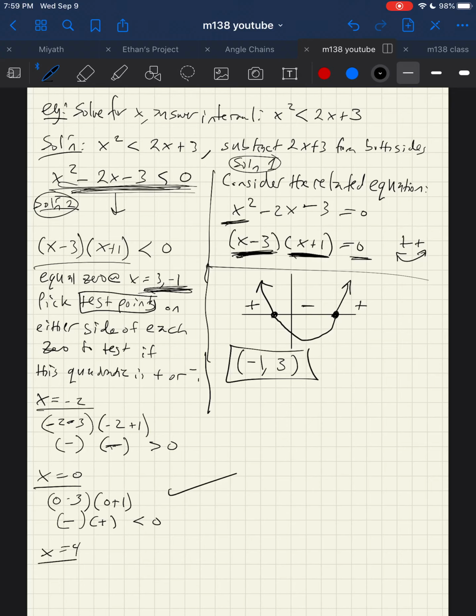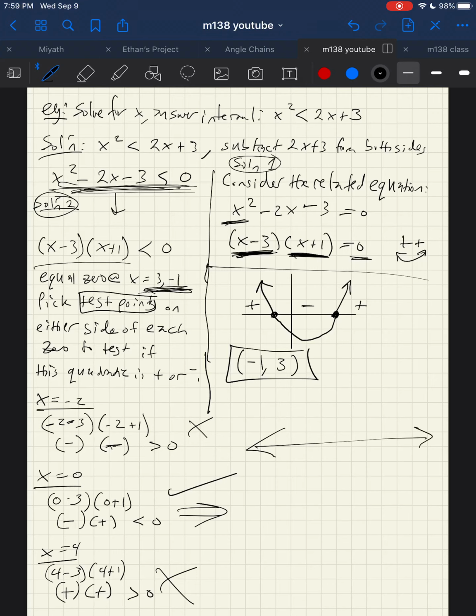And finally, let's pick something bigger than 3, so x equals 4. I've got 4 minus 3 times 4 plus 1, and that's a positive times a positive, which is positive. So I don't care about this one, I don't care about this one. And which interval does this correspond to? Let me draw a real number line, it might help. Again, 0 just for reference. We've got a 3 here, we've got a negative 1 here. I guess I could have made the 3 a little bit closer.